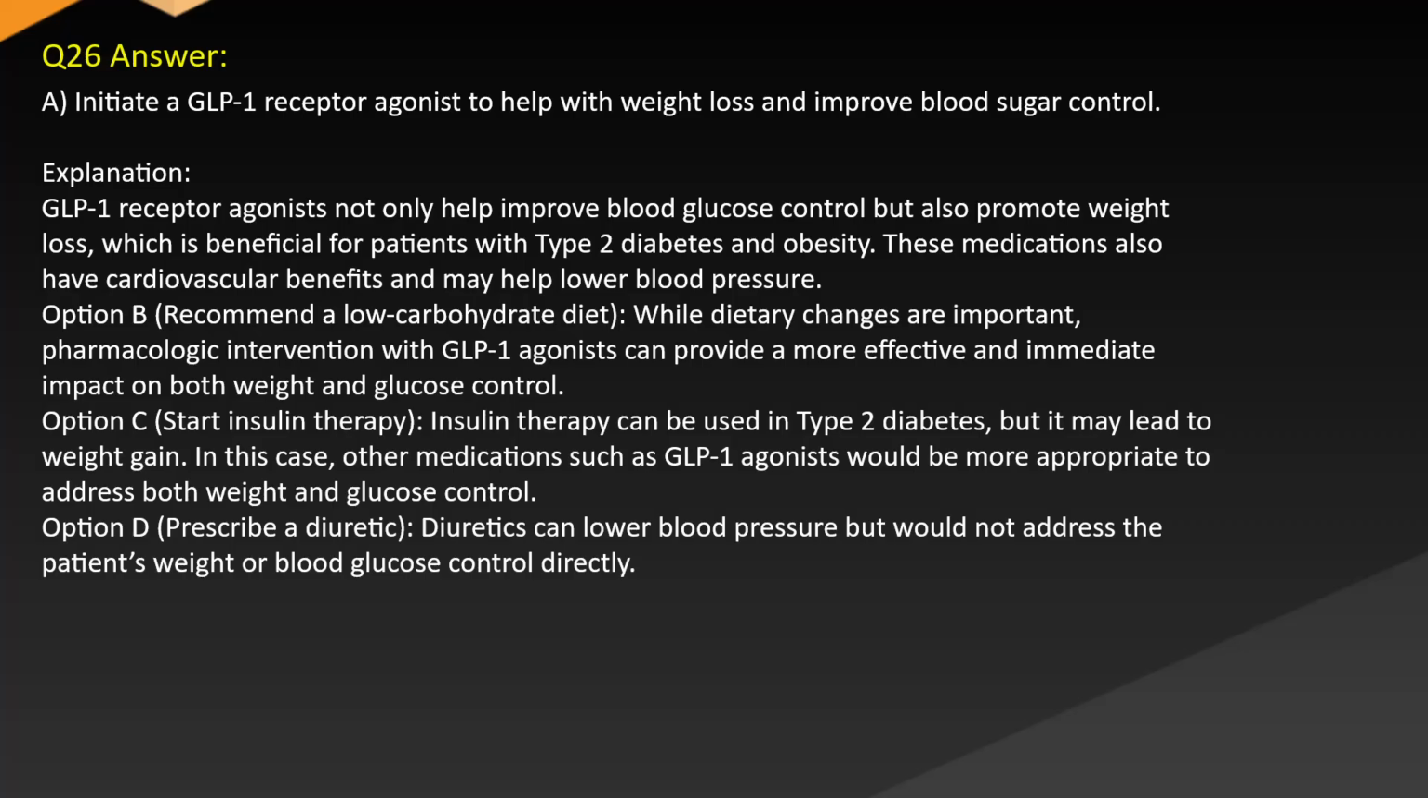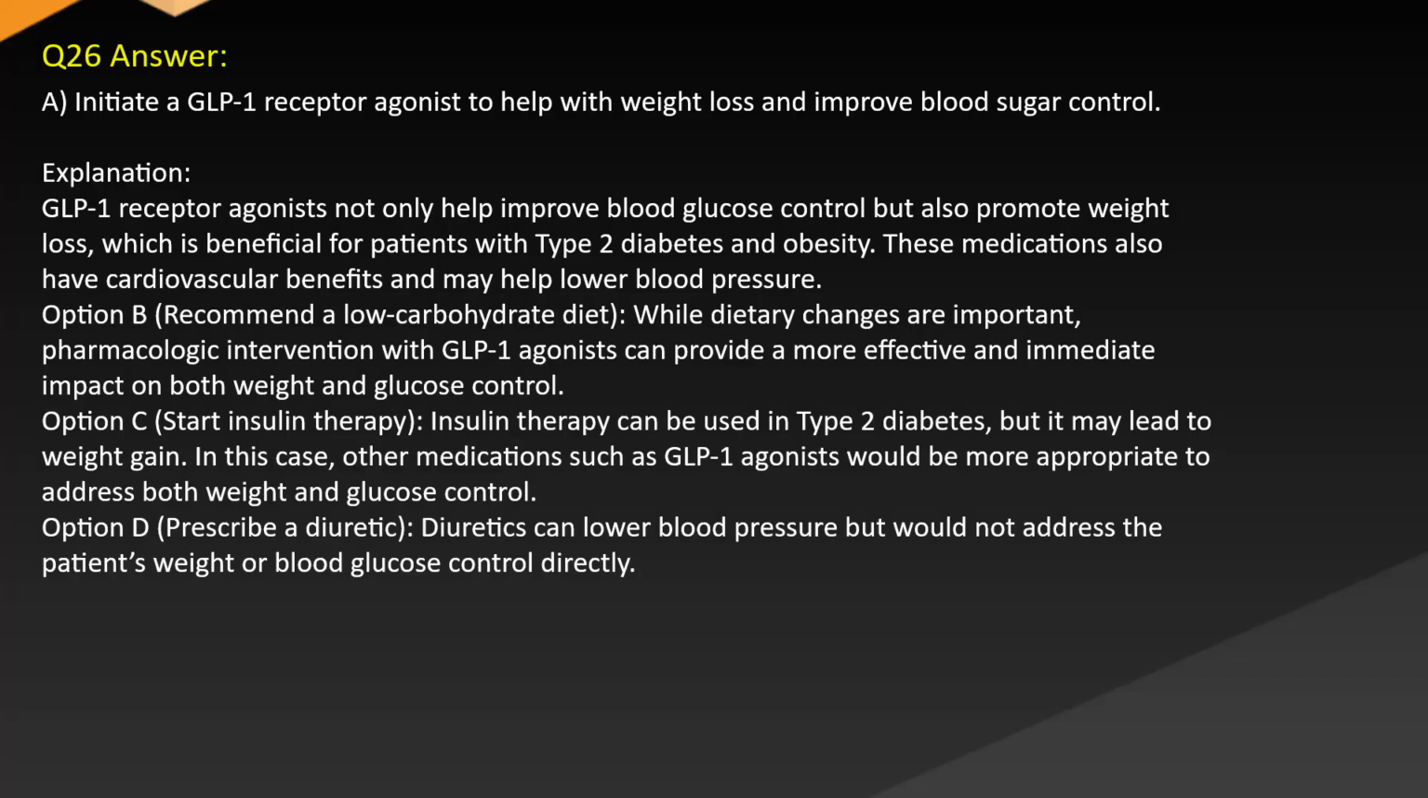Answer A. Initiate the GLP-1 receptor agonist to help with weight loss and improve blood sugar control. Explanation. GLP-1 receptor agonists not only help improve blood glucose control, but also promote weight loss, which is beneficial for patients with type 2 diabetes and obesity. These medications also have cardiovascular benefits and may help lower blood pressure.